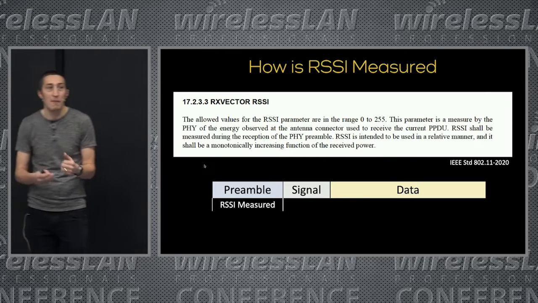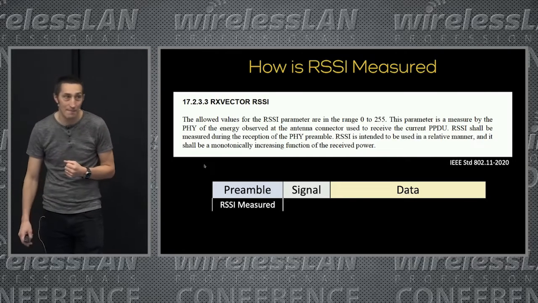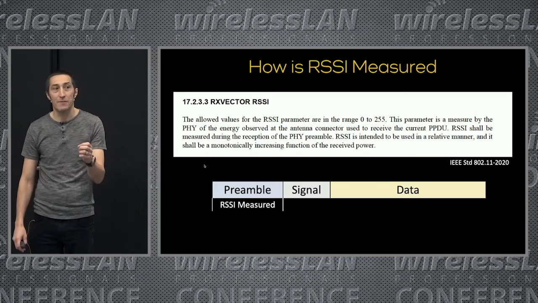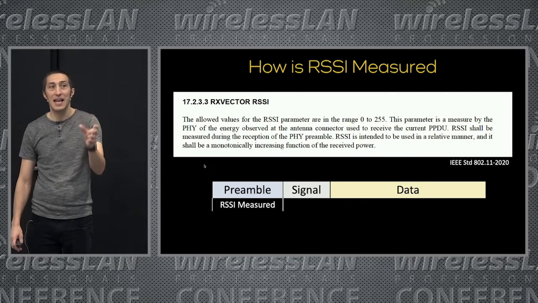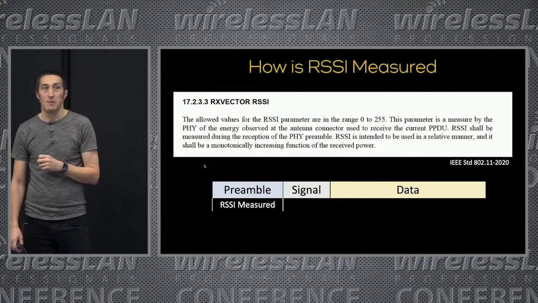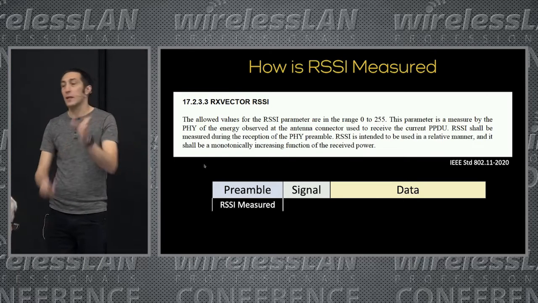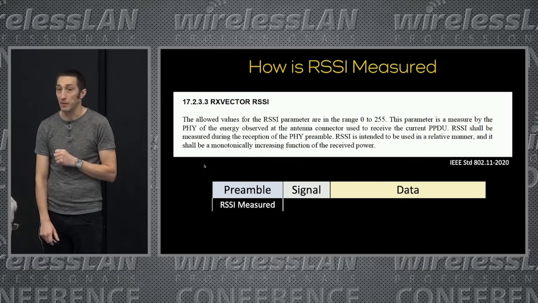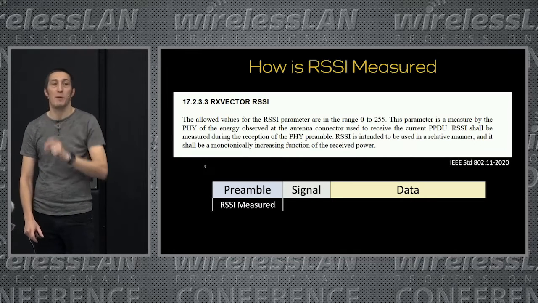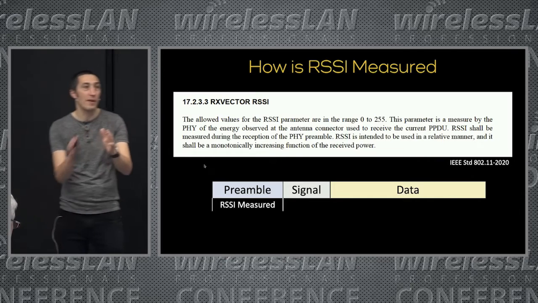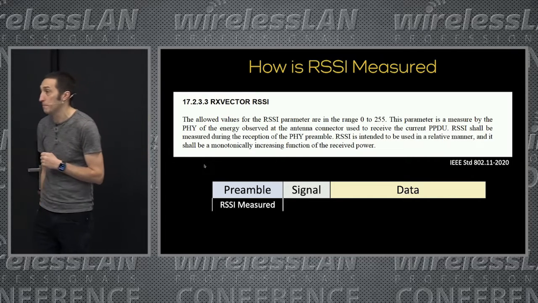And it's to be measured by the physical layer, observed at the antenna connector, and it's going to be measured when it receives the physical layer preamble. So whenever you see a signal strength reported by a device, it is the signal strength it measured when receiving the preamble.